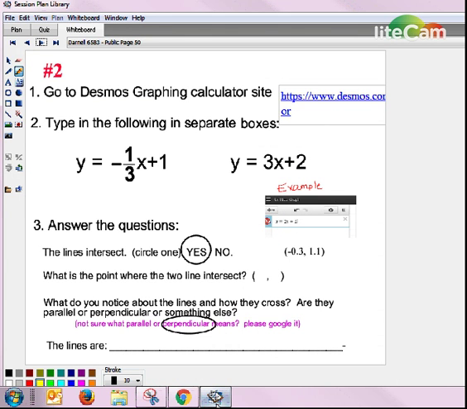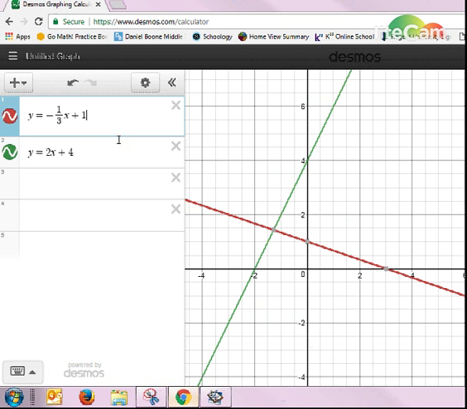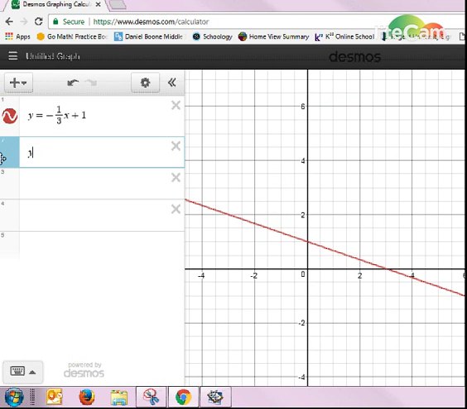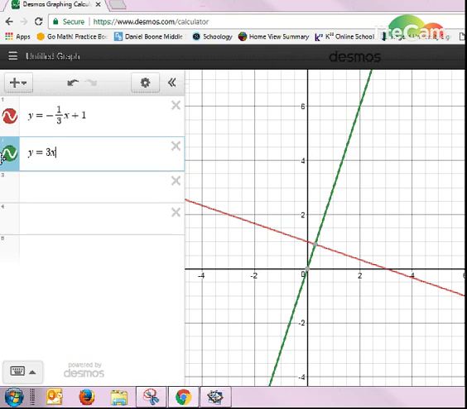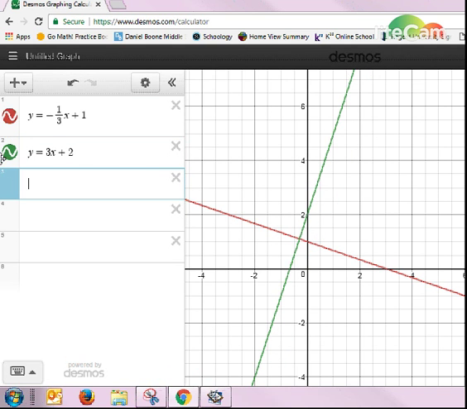I think it said plus 1. And what's the other one say? Y equals 3x plus 2. Let's put that one on there. Y equals 3x plus 2. Notice we still have a red line, so that's this one, and a green line. That is that one. And they intersect. So I can click on that spot where they cross, right there, and it gives me the point. They cross at negative 0.3, 1.1. That information might come in handy.